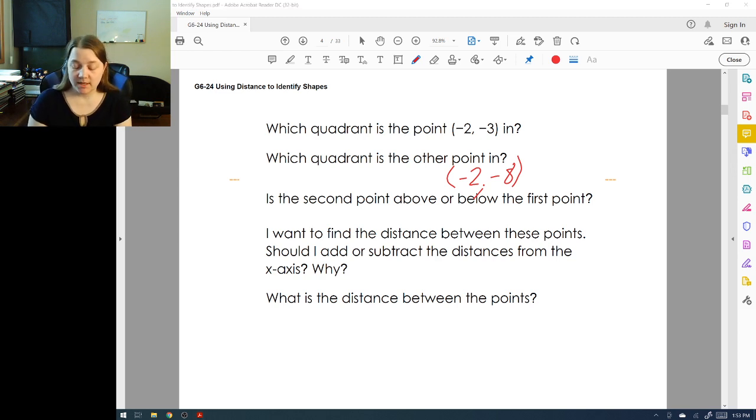So what we keep in mind is that now we want to know, is the second point above or below the first point? Well, the second point is going to be below the first point because you're going to fall down 8 instead of falling down 3. The distance between the points is going to be 5. If I fall down 3, I need to fall 5 more to get to that -8.